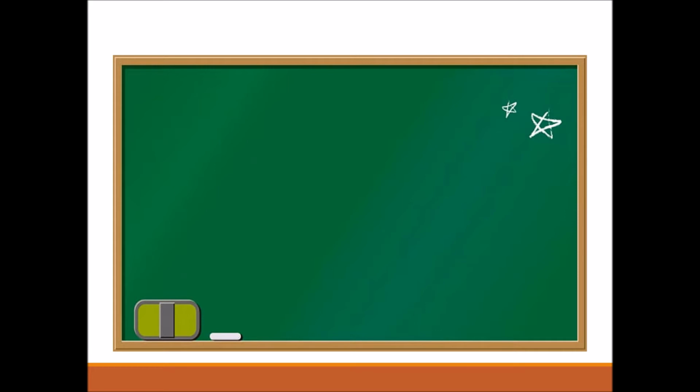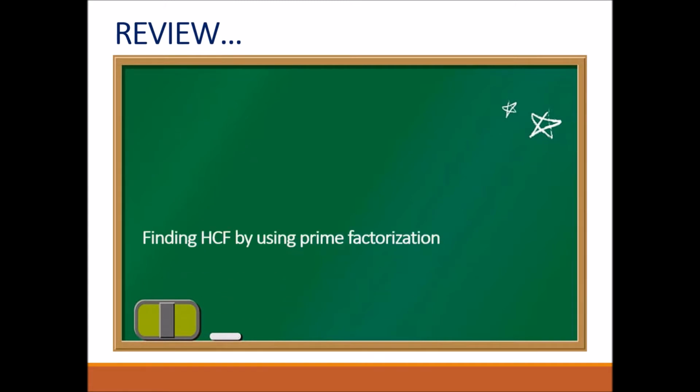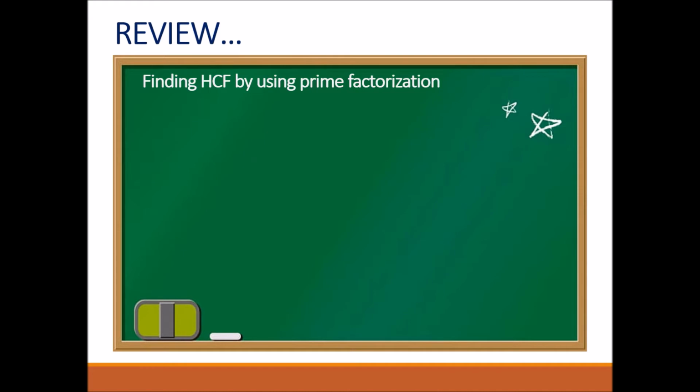Before we proceed to our new lesson for today, let's have a review. Our past lesson was all about finding the highest common factor by using the prime factorization method. In this lesson, we learned that in finding the HCF, we can use the prime factors of the given numbers by prime factorization. Now let's have 12 and 16. We are going to find the highest common factor, or the HCF, of 12 and 16 using the prime factorization method.